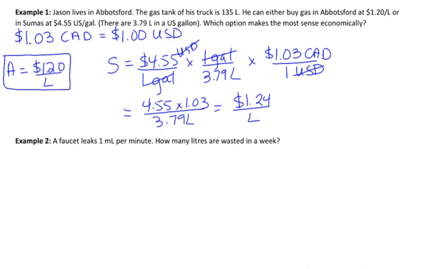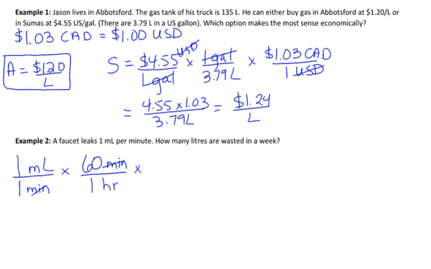Example 2. A faucet leaks 1 milliliter per minute. How many liters are wasted in a week? So again, we need the same units. So 1 milliliter per 1 minute. Times minutes to hours. So 60 minutes in 1 hour. So my minutes are going to cancel.